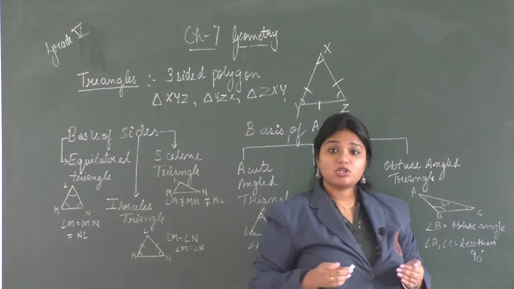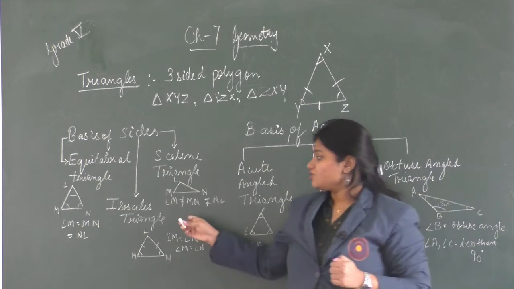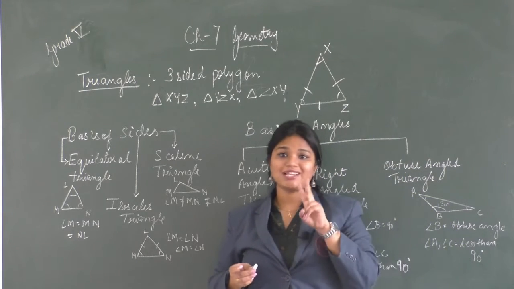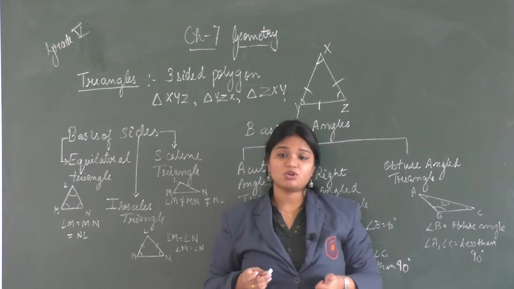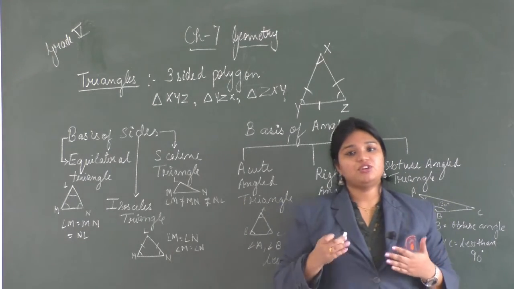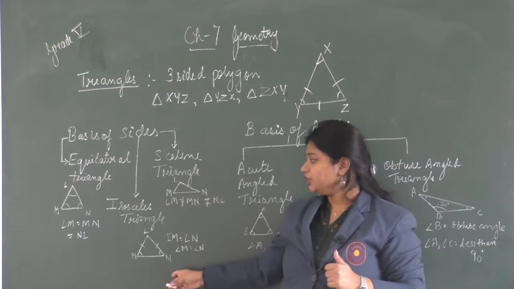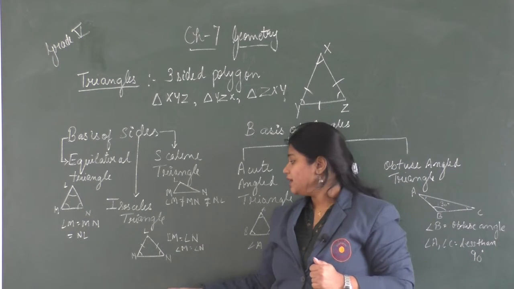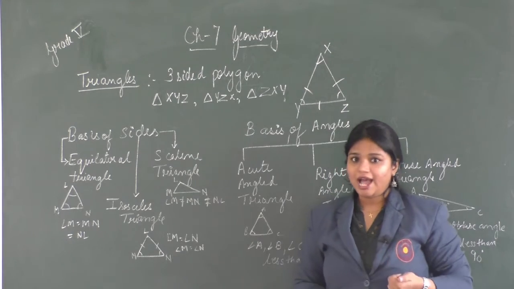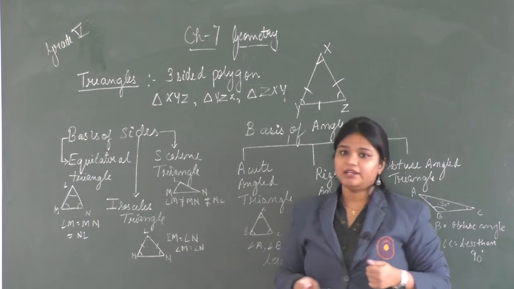The next is isosceles triangle. Under isosceles triangle, we learn that a triangle which has two sides equal is known as isosceles triangle, and the angles opposite to the equal sides are also equal. So here in triangle LMN, side LM is equal to side LN, and angle M and angle N are equal to each other.